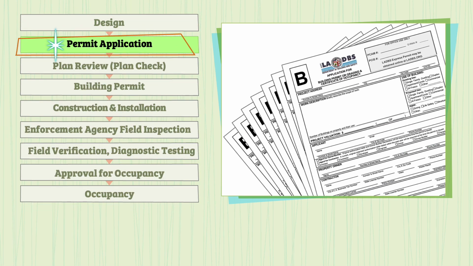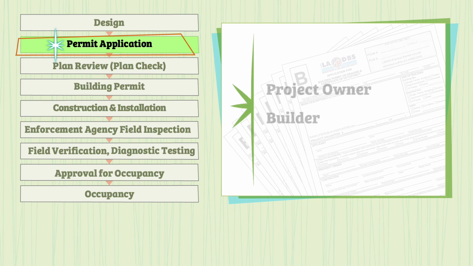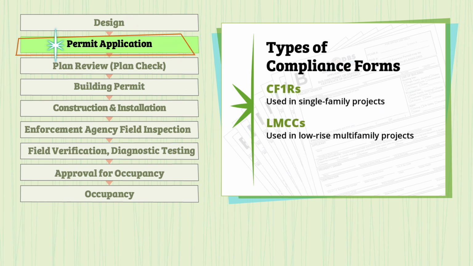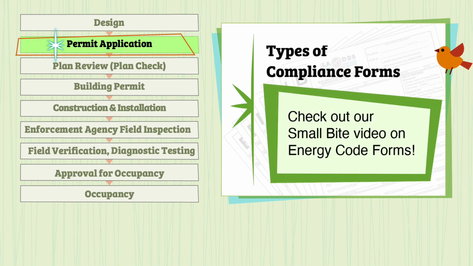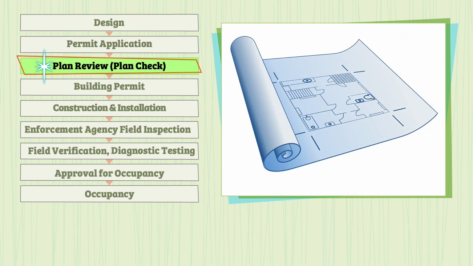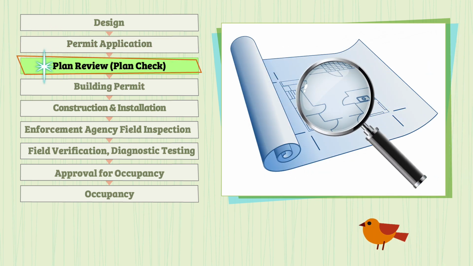Next comes permit application, when the project owner or builder applies for a building permit with the enforcement agency. To get a permit, the applicant must submit the construction plans for the proposed building as well as any required certificate of compliance forms, the titles of which will vary depending on project scope and type of building involved. When all documentation is submitted, the project is ready for plan check.